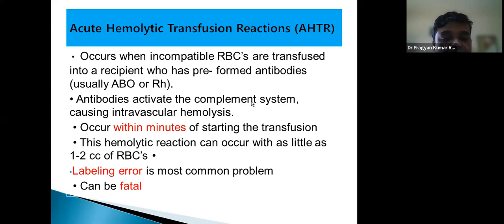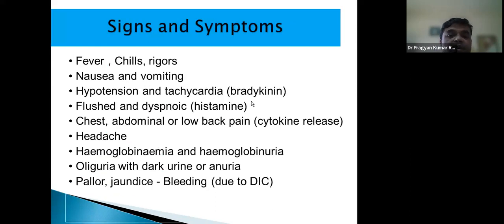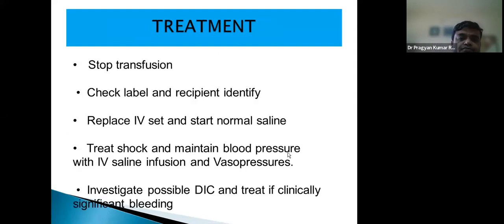So within minutes we have to act. Labeling error has to be cross-checked. It can be fatal. 3 things we need to remember. What are the signs and symptoms? Fever, chills, rigor, nausea, vomiting, severe hypotension, severe tachycardia due to bradykinin release due to inflammatory mediators, flushing and dyspnea due to histamine release, chest, abdominal, and low back pain due to cytokine release, headache, hemoglobinemia, hemoglobinuria like black urine, oliguria with dark urine or anuria, pallor, jaundice. In the long run, the patient will land up in DIC.